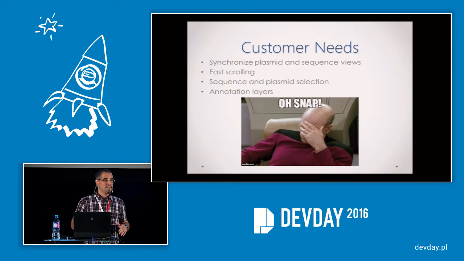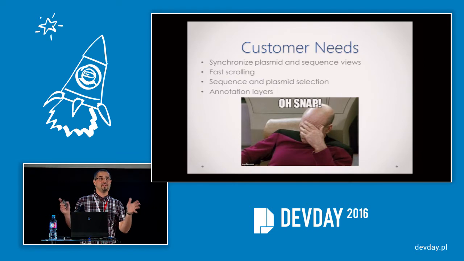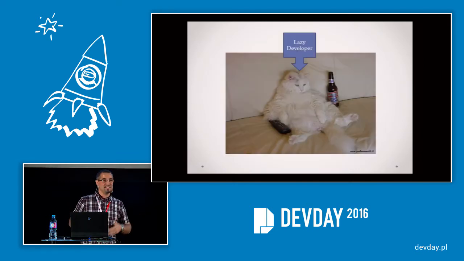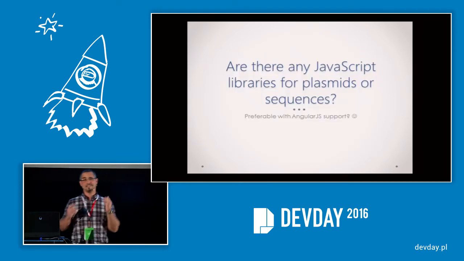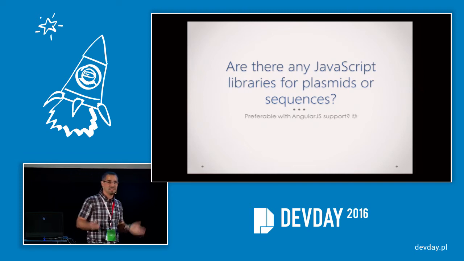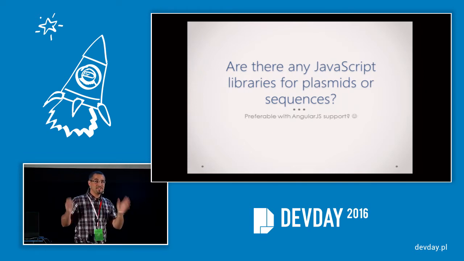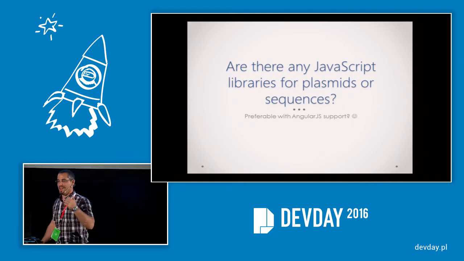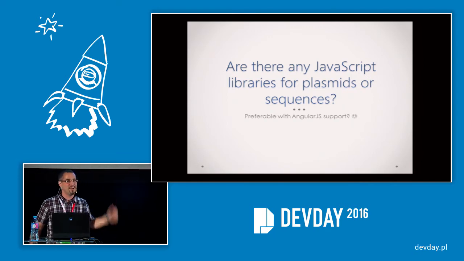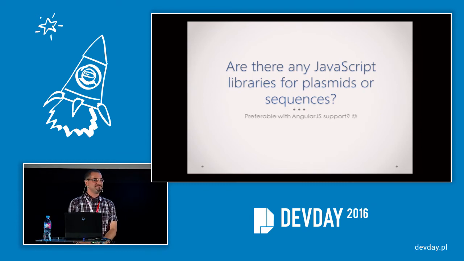So if you get those requirements, what's the first thing that you will do? I'm a lazy developer. The first thing that I'm going to do is look for a JavaScript library, because they want a web page, that gives me plasmid or sequence representation, hopefully with Angular, because they want Angular in their application. Okay, I will try to find it.